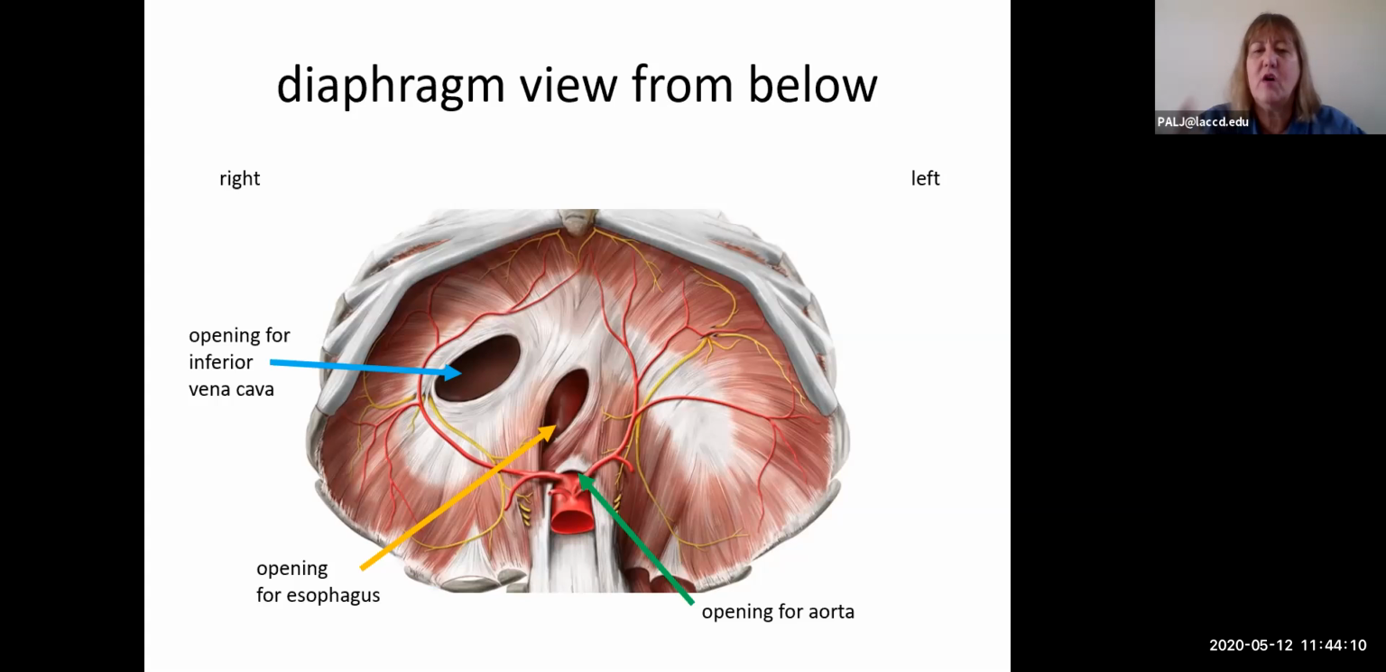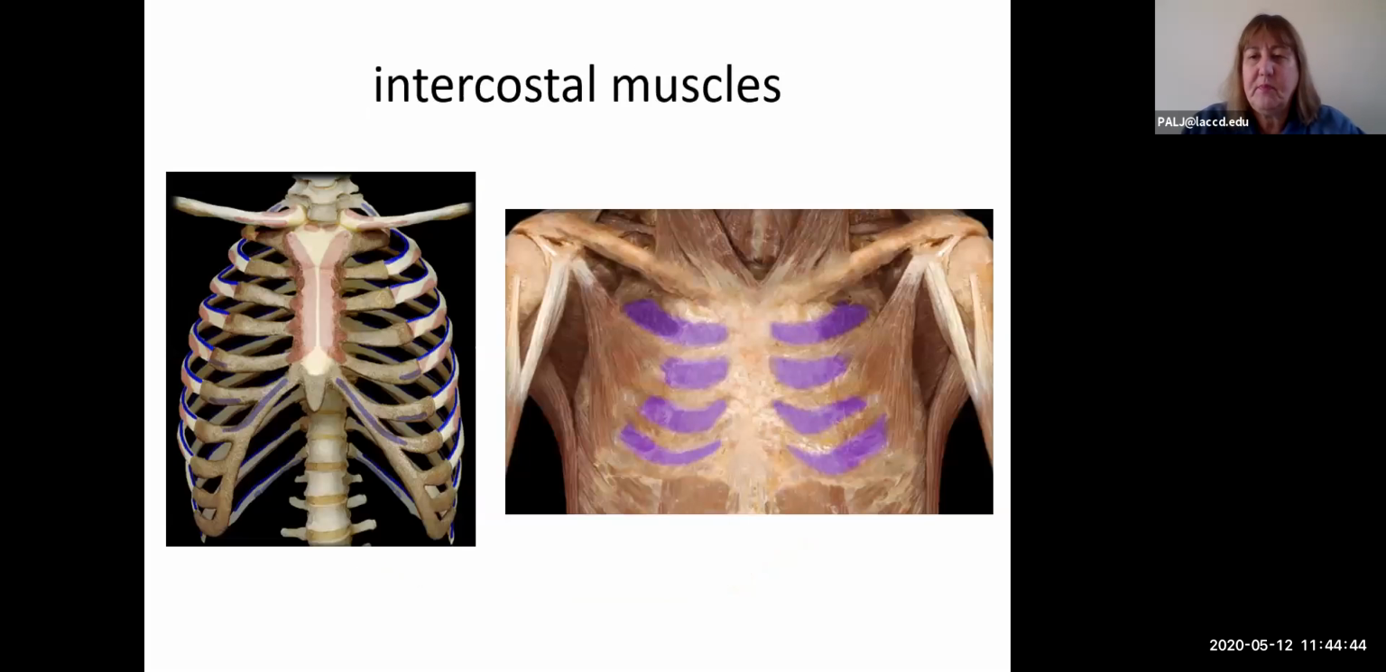Starting with the most posterior, exactly in the midline, sitting just anterior to the vertebral bodies, is the opening where the aorta passes through. And then anterior to that is going to be the opening for the esophagus, and the vagus nerve will go through here as well with it. And then over to the right side is where the opening for the inferior vena cava is, as the vena cava leaves its abdominal location and will dump its contents into the heart. So that's the diaphragm.